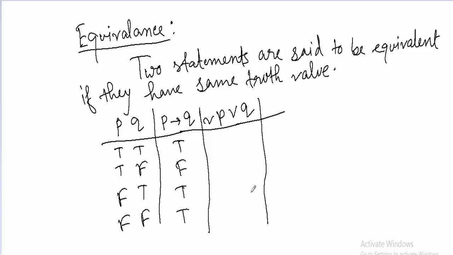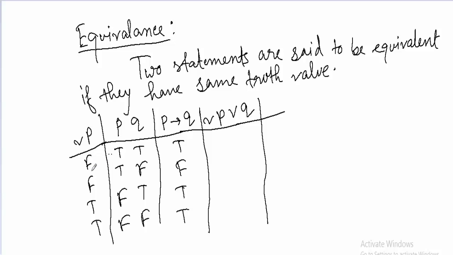ट्रूथ वैल्यू क्या होगा? इसका ट्रूथ वैल्यू ऐसा होगा कि we know not P, this is P, so not P will be the opposite. Let's write the truth value of not P. Not P will be false, false, true, true, right? This is P, this is not P. So not P union Q.